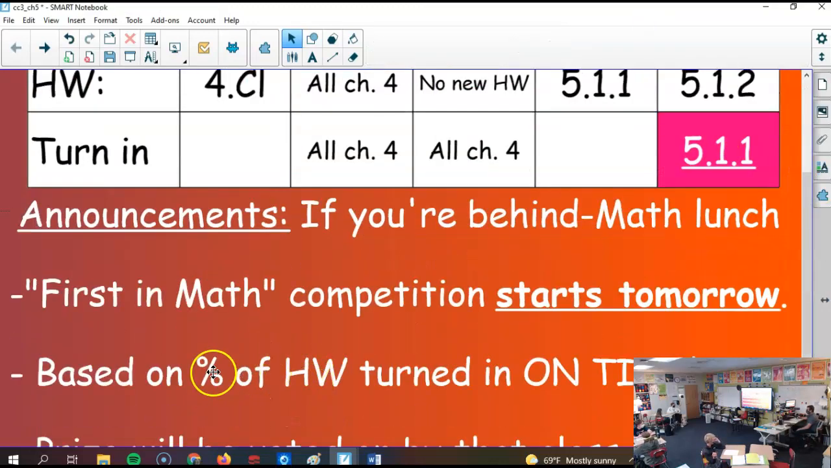Then, based on the percentage of people that turn in their homework on time, based off who's here. If you're absent, that does not count against your class. So please do not freak out and yell at your parents about I gotta go to school! My homework... It's who's here. Right? How many people could have turned in their homework?